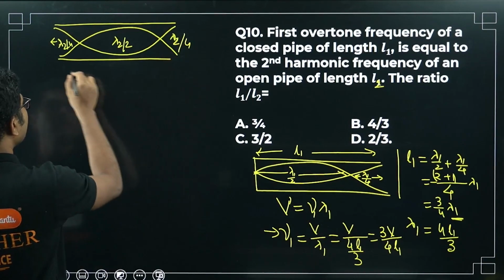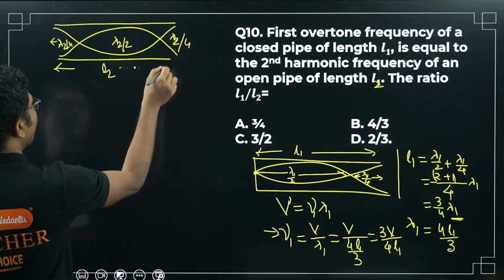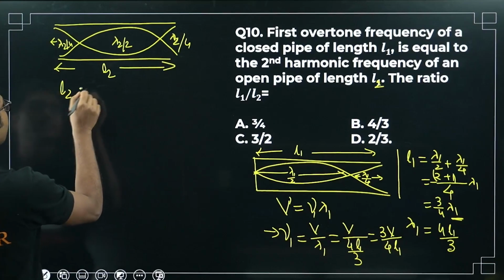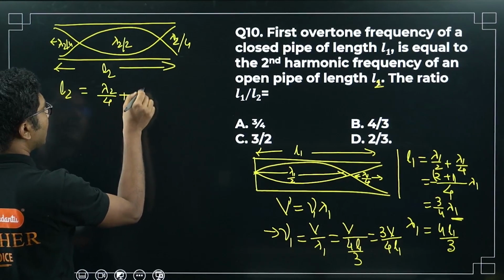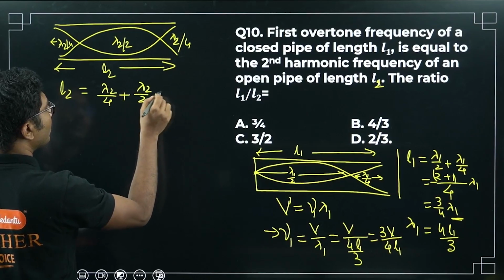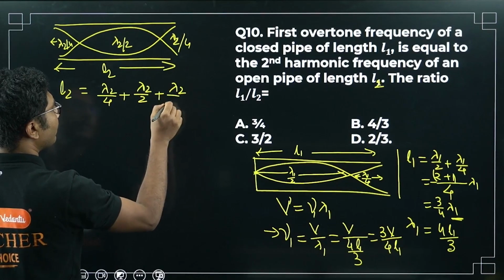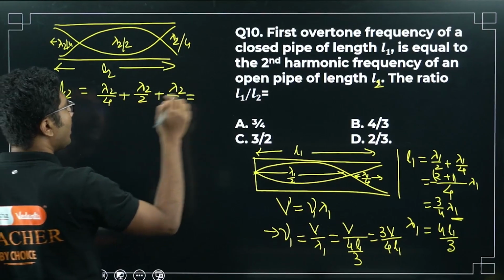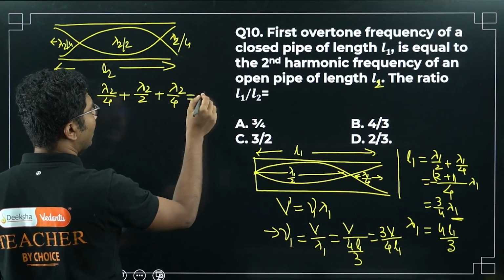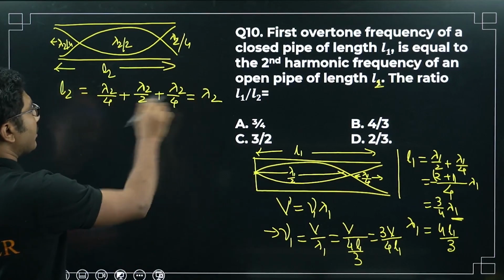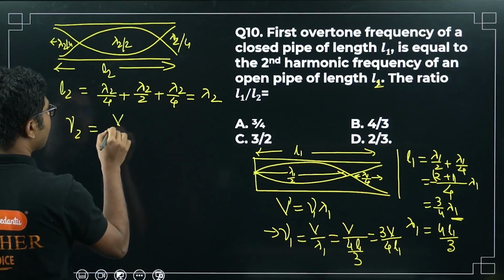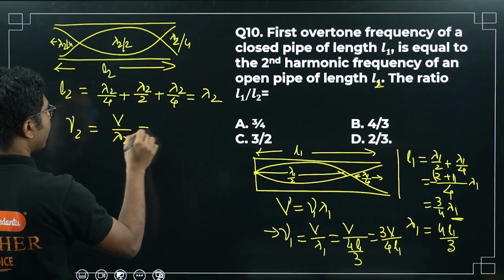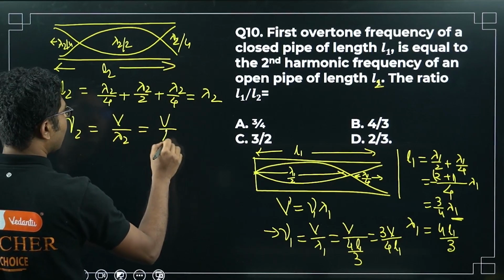So what is the total length? Total length in this case, say L2, so L2 will be equal to lambda 2 by 4 plus lambda 2 by 2 plus lambda 2 by 4, so that is equal to lambda 2. So L2 equals lambda 2. Now what is the frequency? Nu 2 will be V by lambda 2, right? That is V by L2.